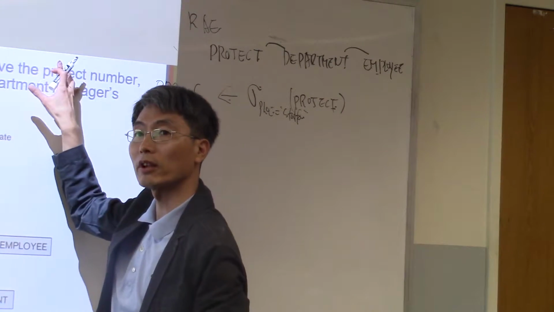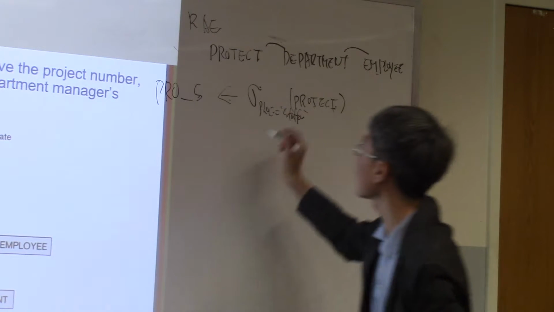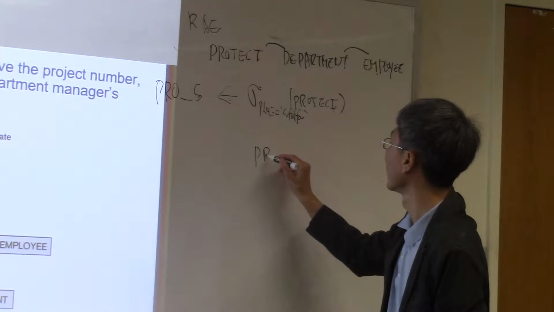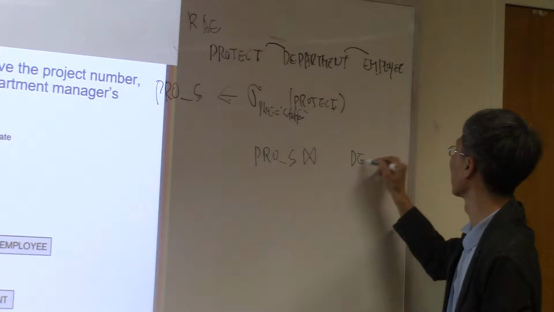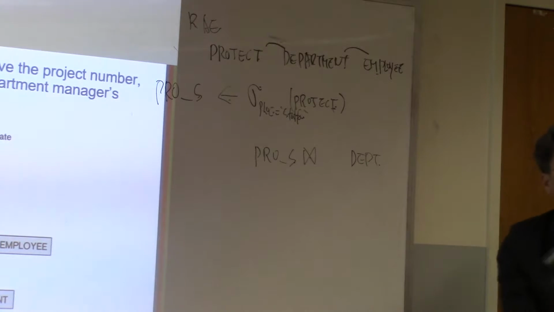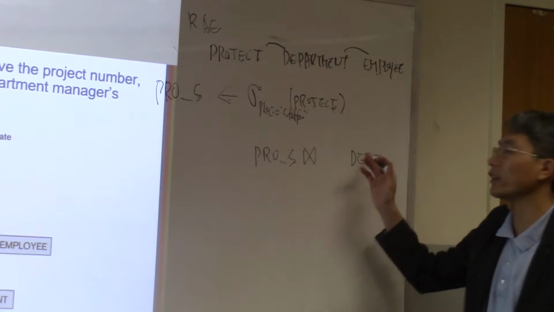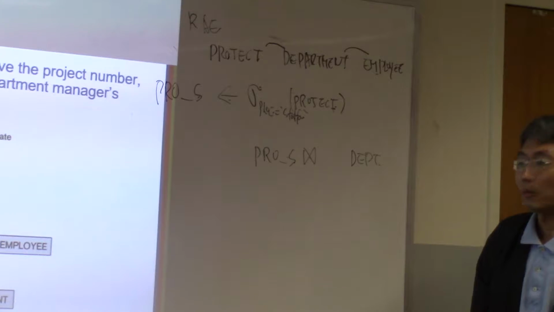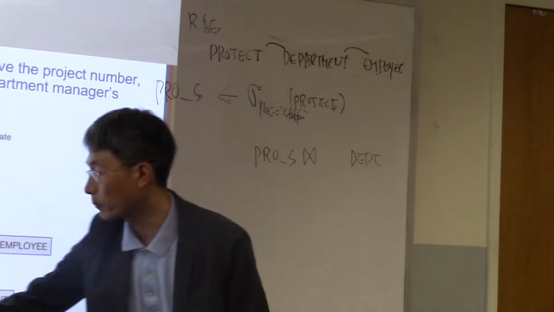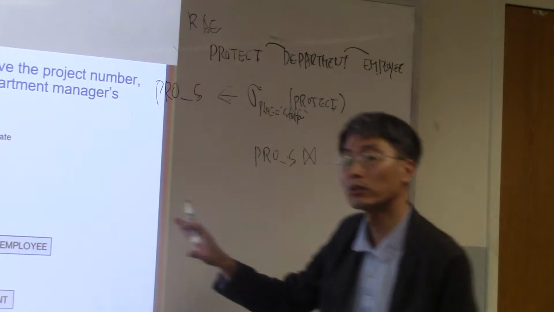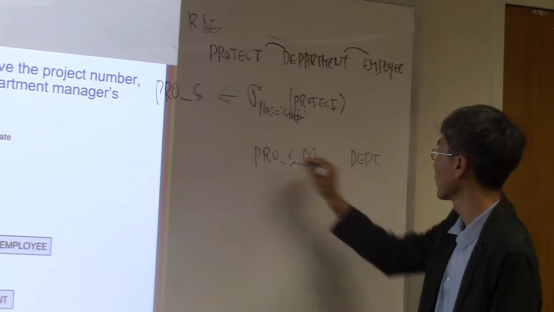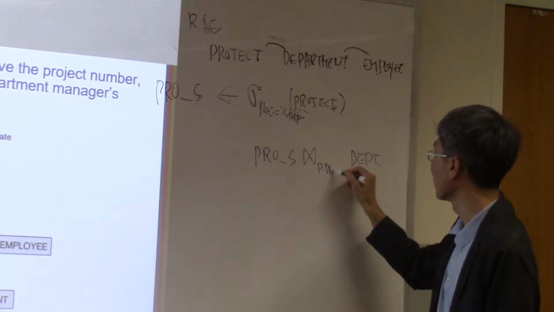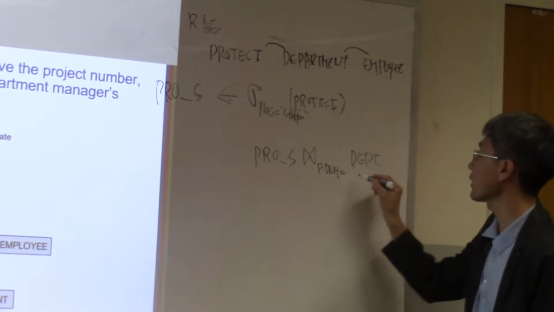We need to know the controlling department, their manager, right? So how can we do that? We can join this one with the department. What is the referential integrity constraint between project and department? We have from the project to the controlling department. Okay, so in project, the D num should be the same as D number.